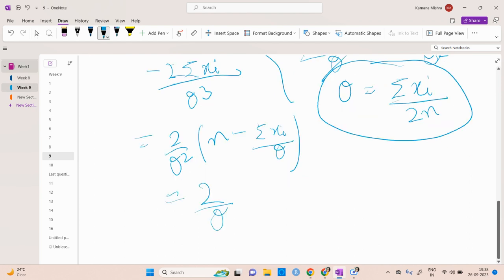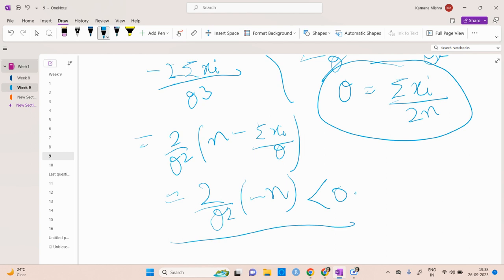So it will be 2 upon theta square, n minus 2n, which will be minus n. Now 2 is positive, theta square is positive, n is positive. So this one is negative, so this whole is negative. Now it is less than 0 for sure.